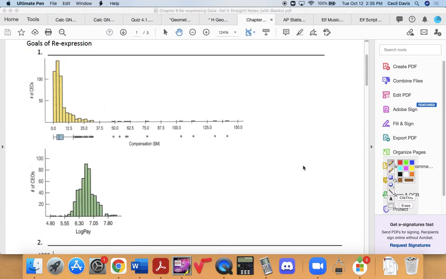we'll do less of this kind than we will of the other, but with this histogram, what kind of skew do we see here? Yeah, very strong right skew. It's difficult to do much with this. We certainly couldn't apply a normal model to this, right? But one of the goals of re-expression is to make the distribution of data more symmetric. Remember this.